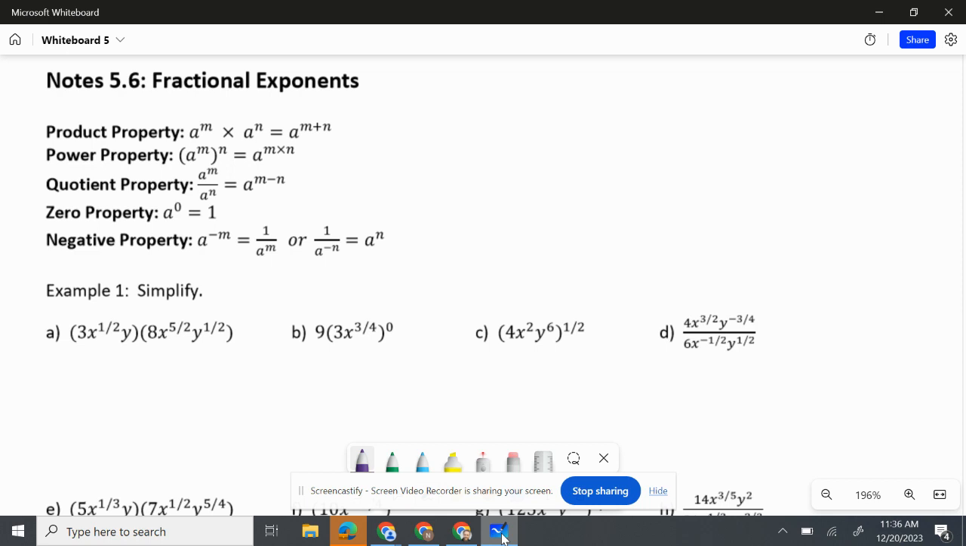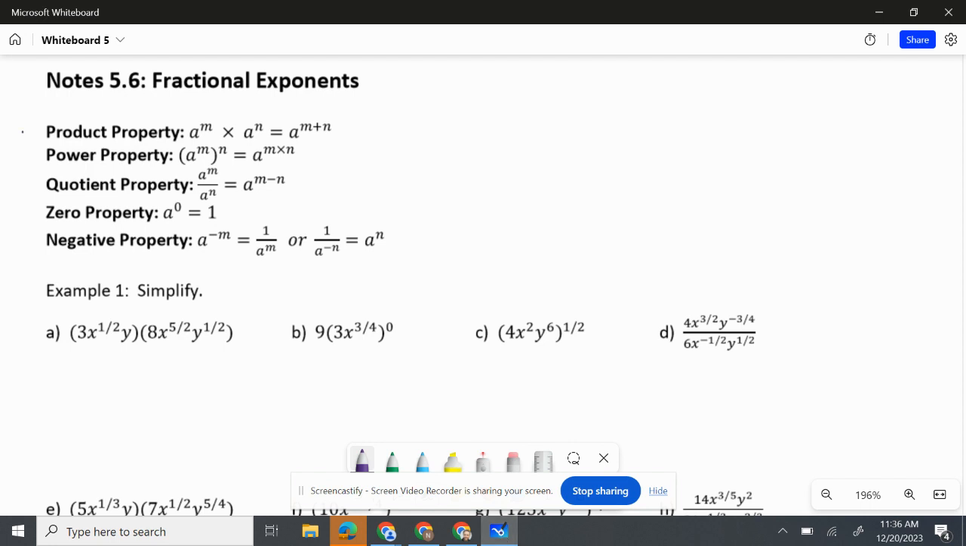What we're going to do is look at fractional exponents. We've done exponents before. The only difference is that instead of integers, positive, negative, whole numbers, what we're going to be dealing with is fractions. But the rules for exponents are still the same.